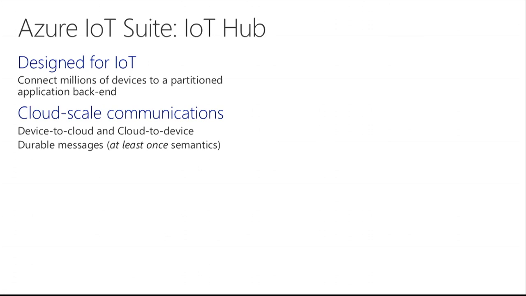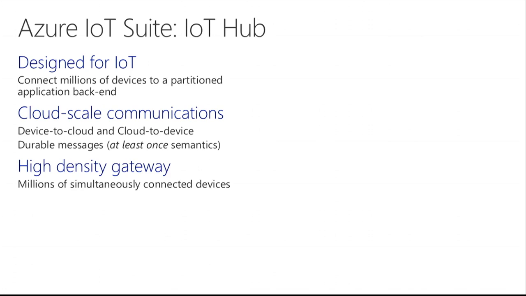Let's go on and talk a little bit deeper about IoT Hub. First, IoT Hub is designed for IoT. It is a component of IoT Suite that allows you to connect millions of devices to a partitioned backend. This is to provide cloud-scale communications, device to cloud and cloud to device, in the form of durable messages, providing at-least-once semantics. This allows you and your application to focus on the actual business logic and not on complicated retry and reliability patterns.